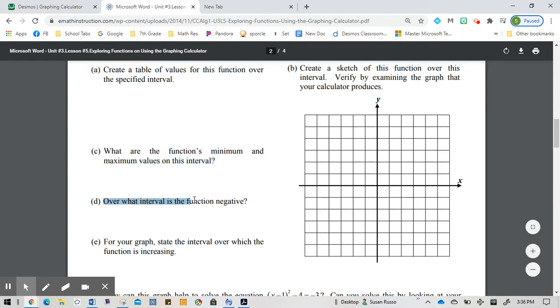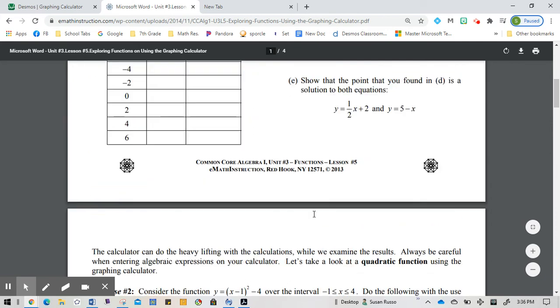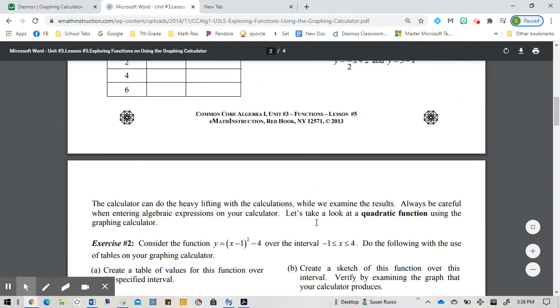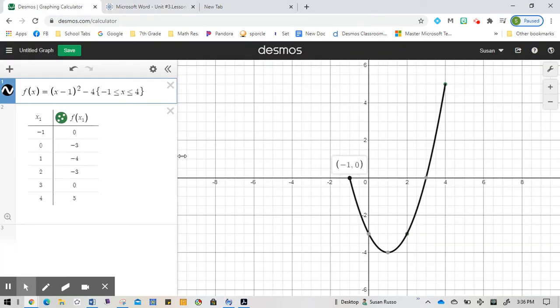Next question says, over what interval is the function negative? So when they're asking for an interval, they want something like this. They want a compound inequality there. Over what interval is it negative? Well, that's asking where is it below 0? Where is it below the x-axis? From there up to here. So when it's asking the interval, it's saying what values of x are giving us negative values as outputs. Well, that would start at -1 and end when x is 3.